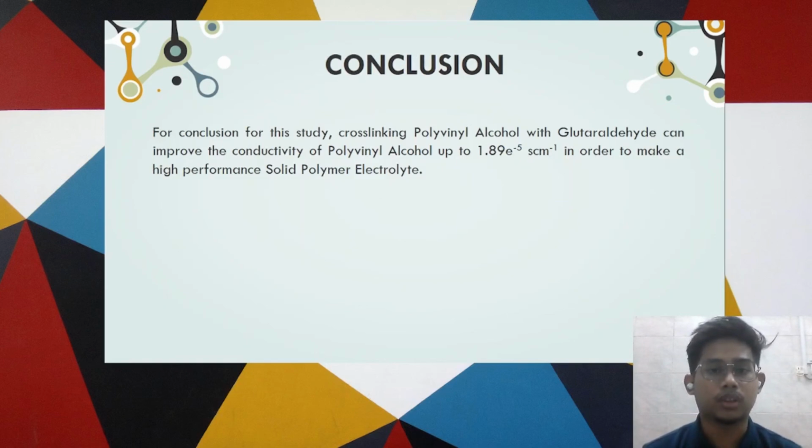And lastly, for the conclusion, cross-linking polyvinyl alcohol with glutathione can improve the conductivity of polyvinyl alcohol up to 1.89 exponent negative 5 S/cm in order to make a high-performance solid polymer electrolyte.